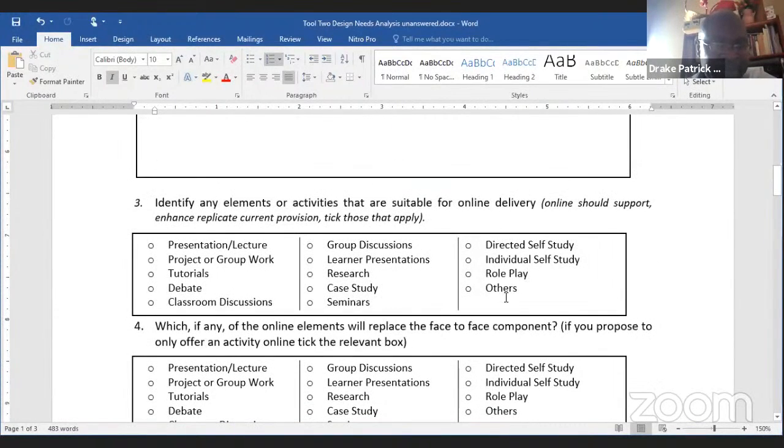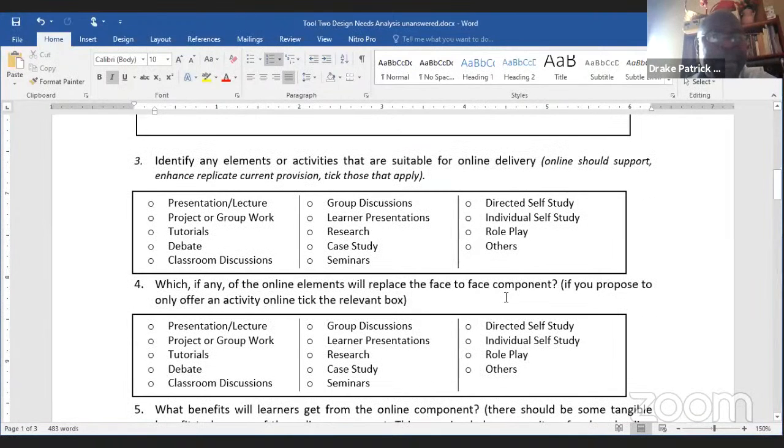Question 3, you need to identify elements or activities that are suitable for online. Now that we know which ones are supposed to remain offline, which are for your usual interactions, what are those that you want to take online? So again, you pick among them, and which of those will be replacing the face-to-face concept. There are those that are not replacing, but there are those that could be substituting your offline face-to-face activities.